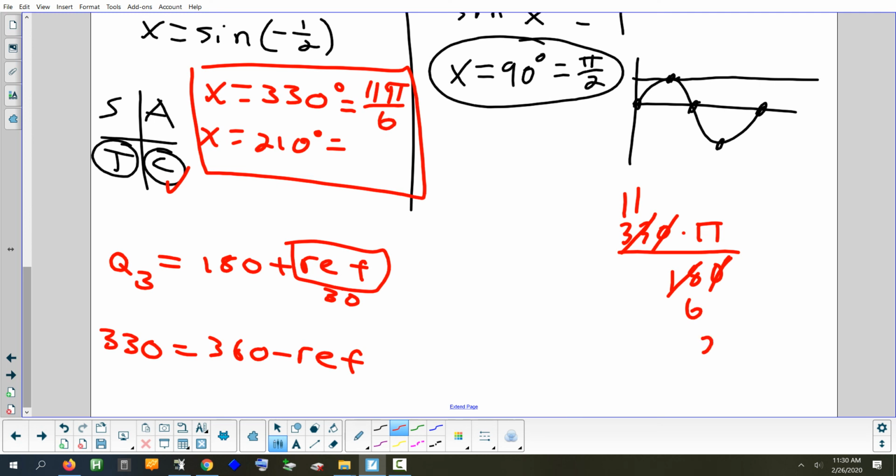Do the same thing again for 210. 210 times pi, divide by 180, cross off your zeros, and those are both divisible by 3. So that's 7 pi over 6. So there's every answer for this problem, every way I could ask you for it on the test. Degrees and radians. From now on, I might just stick with degrees, unless people want to keep seeing the radians, we can practice another radian. Okay. Any questions on that one?